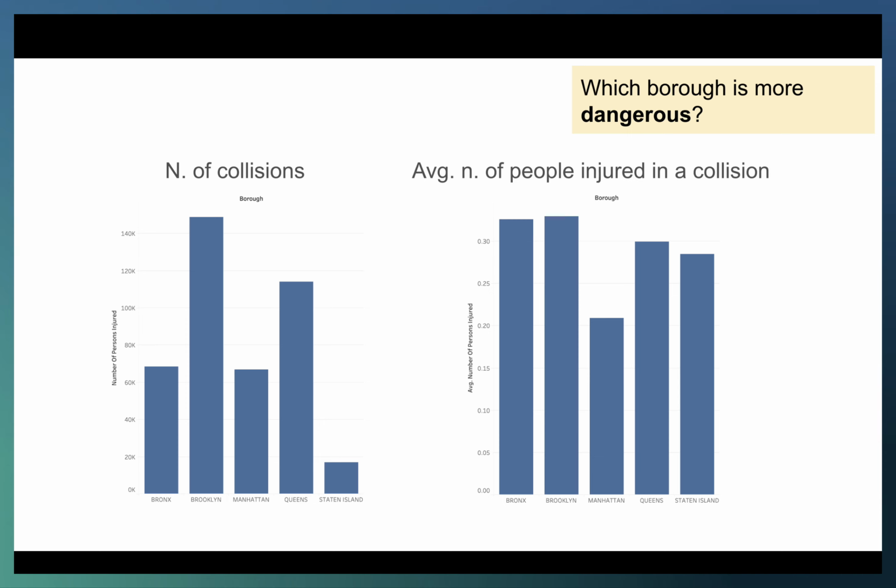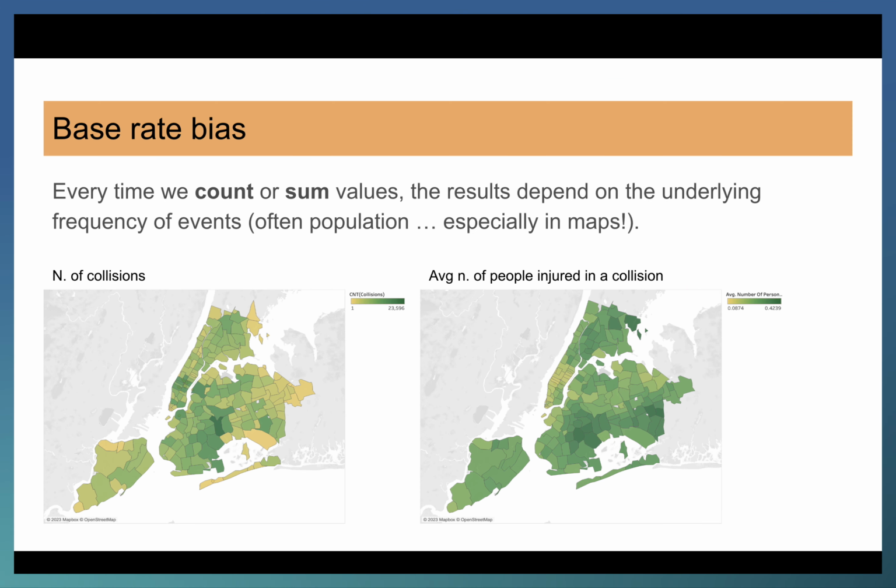So in general, one problem that we are facing here is something that is called the base rate bias. The base rate bias comes up every time the numbers that are shown are influenced by the number of elements that exist behind each group. If the number is influenced by how many people there are in the groups.